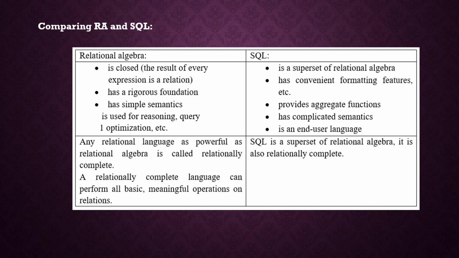Relational algebra is closed: the result of every expression is a relation. It has a rigorous foundation because of set theory, and it has simple semantics, and is used for reasoning and query optimization. Semantics means some sort of context.